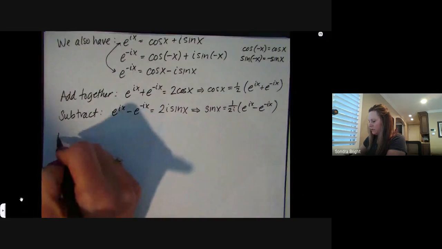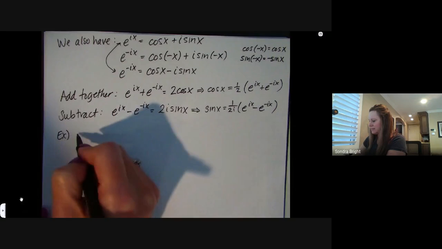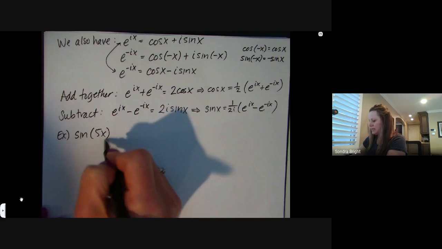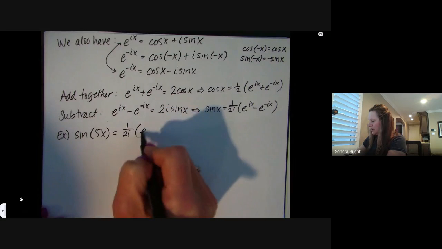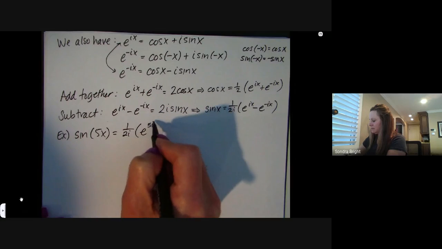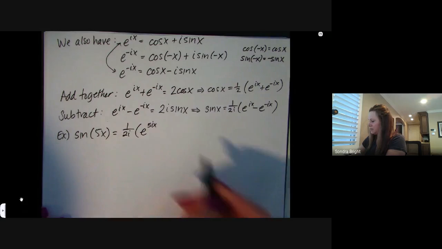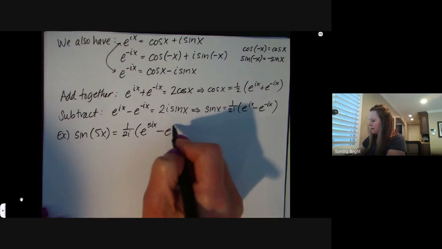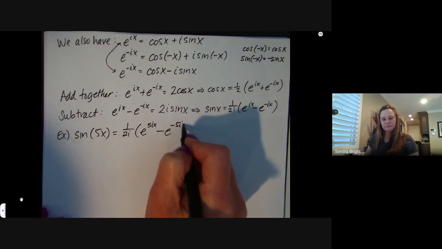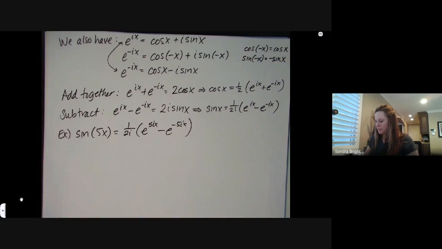All right, so what does that mean? Well, if I asked you for what's sine of 5x, we know it's 1 over 2i times e to the 5ix minus e to the negative 5ix. Okay. I really don't want to write this, so I'm just going to show you. So that's where all of those results come from.